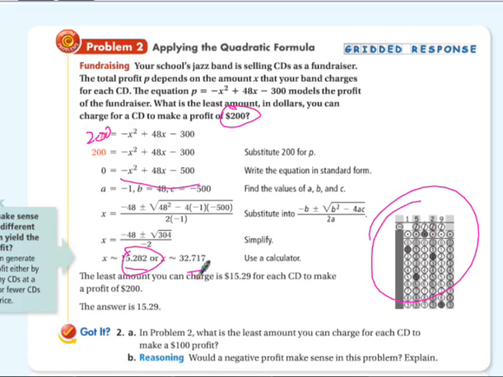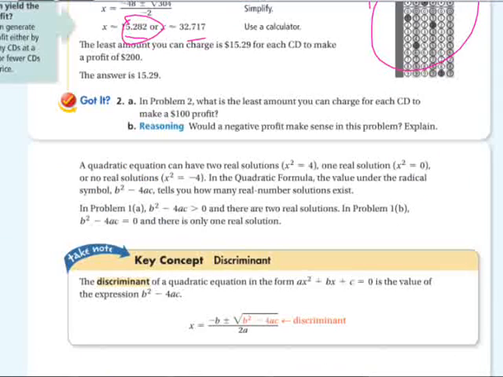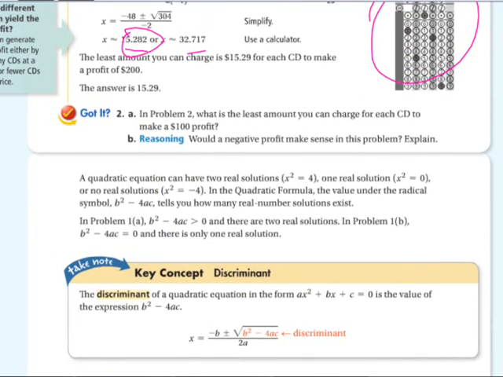So let's practice just with putting in $15.29. That's it. Okay, no problem. All right. Let's take a look at problem 2.